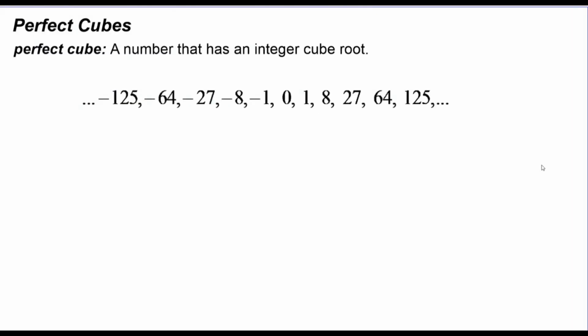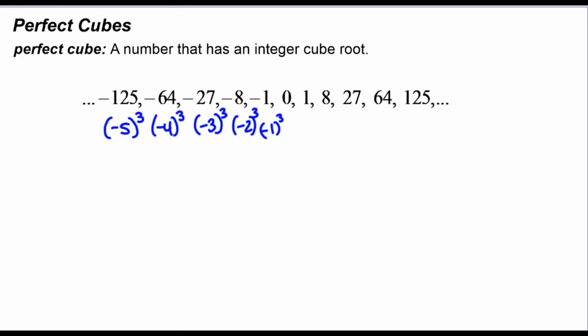So again, a perfect cube is a number that has an integer cube root. So here are some perfect cubes. Notice that there are negatives and positives now, because a negative number can have a cube root. So negative 125, the cube root would be negative 5, because negative 5 to the third power is negative 125. Negative 4 to the third power is negative 64. Negative 3 to the third power is negative 27. Negative 2 to the third power is negative 8. Negative 1 to the third power is negative 1.